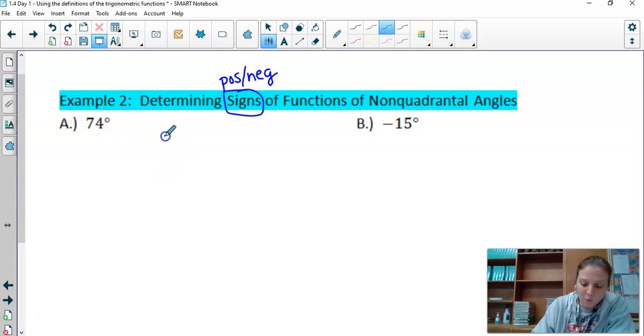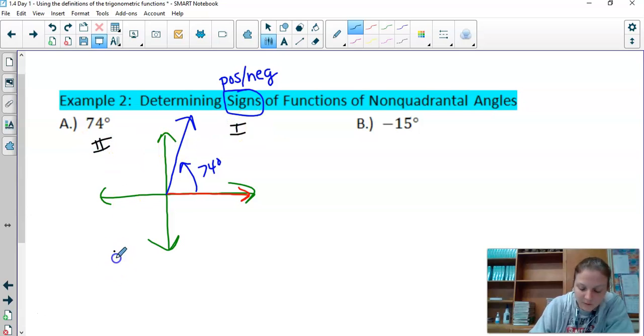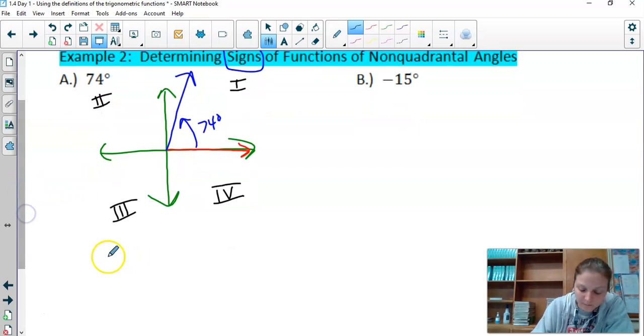I'm going to draw out a coordinate plane to figure out what 74 degrees equals. 74 degrees starts here at 0 and rotates counterclockwise until you get to that 74-degree mark. If you go straight up and down, that would be 90, so 74 would be just a little bit less. This is an estimate of what it would look like. The important part about this question is figuring out what quadrant this angle sits in. This angle sits in quadrant 1.